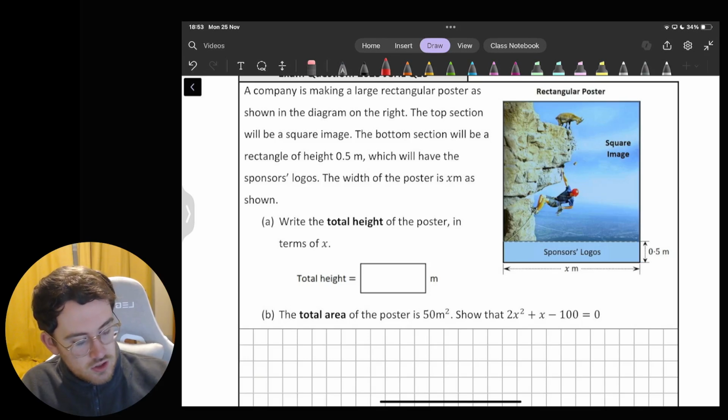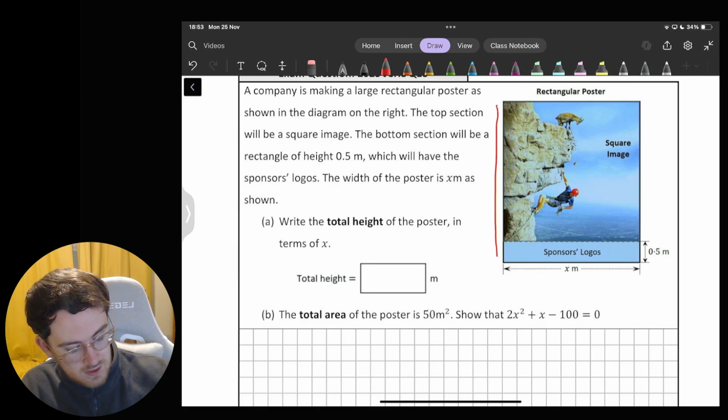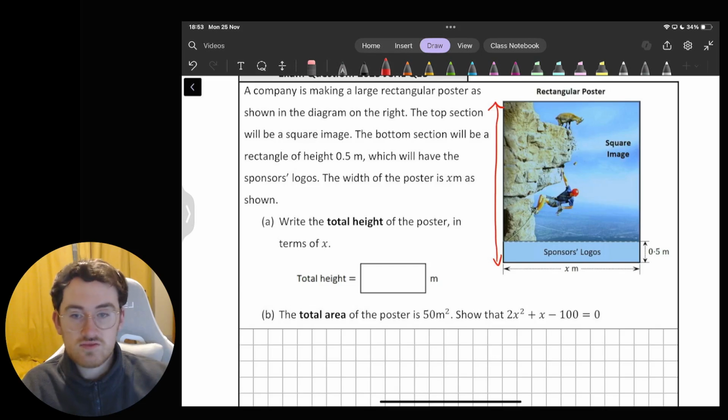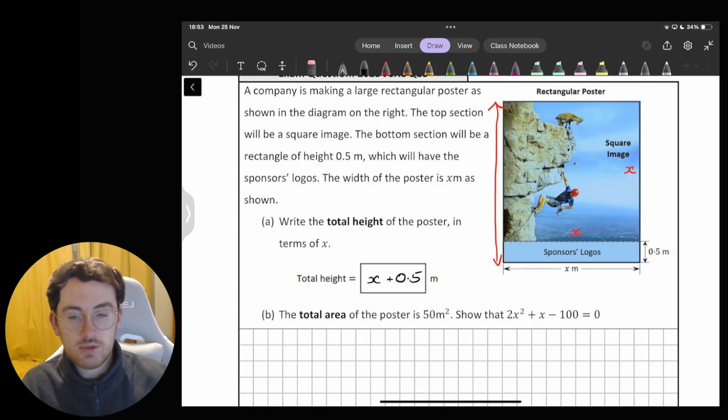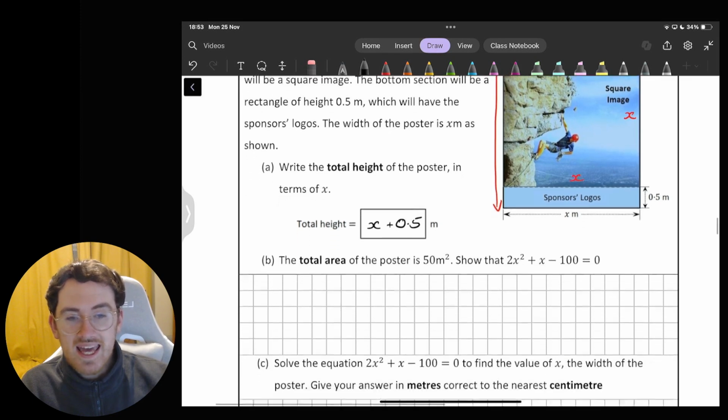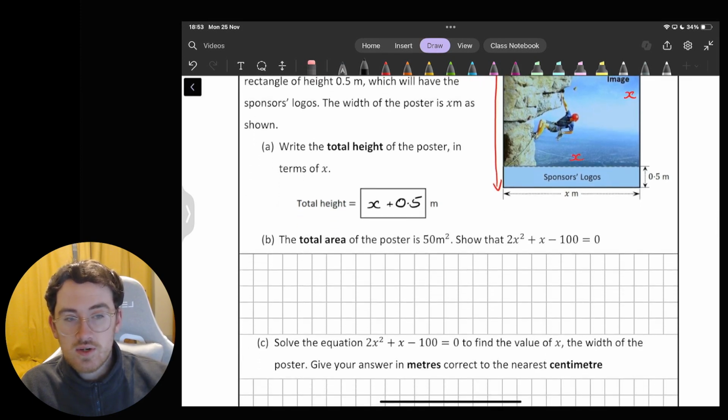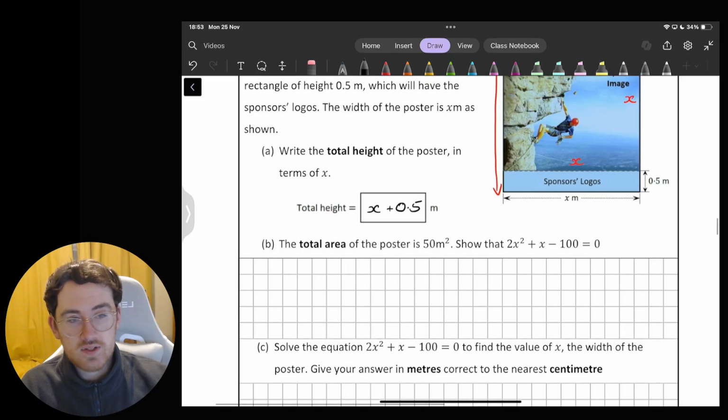So height of the poster, we're looking for this full length that I'm showing in red here. That length is the 0.5 plus the length of that square image. Since it's a square, if this is x, then so is this side to the right here. So therefore the total height is that side x plus the 0.5 extra at the bottom there for the sponsor's logos. The total area given to us shows that 2x squared plus x minus 100 equals 0.